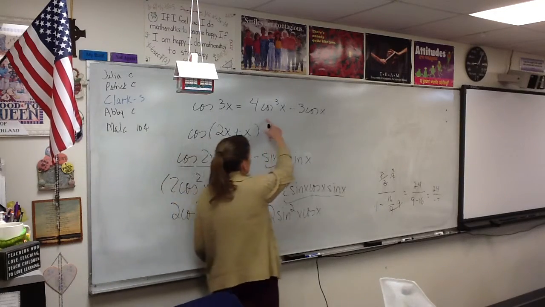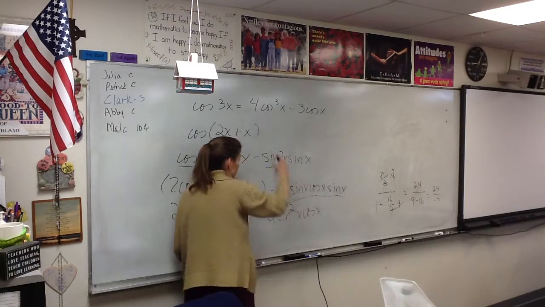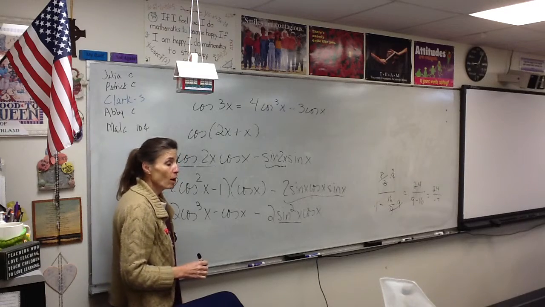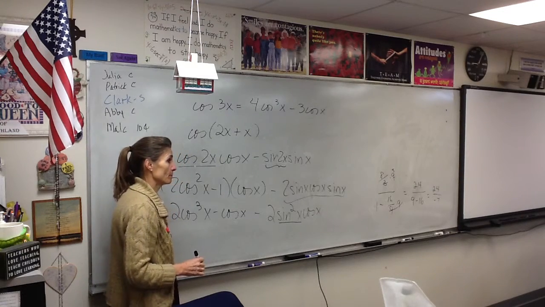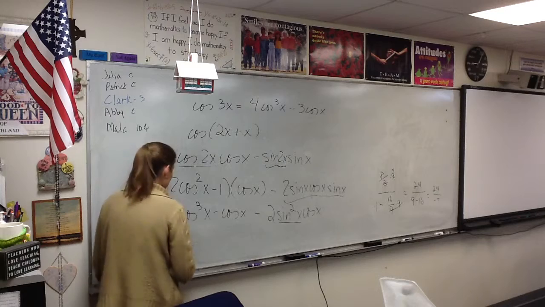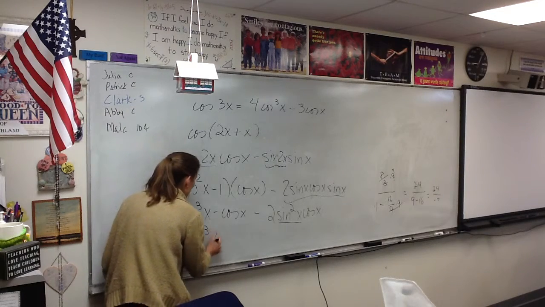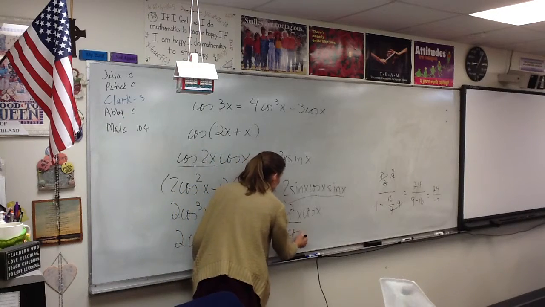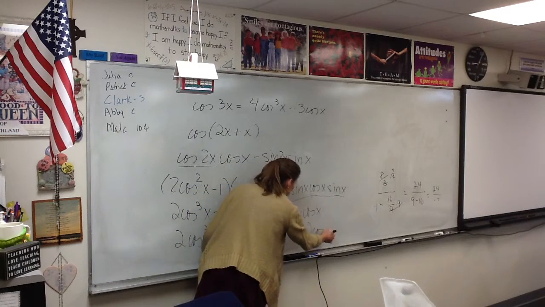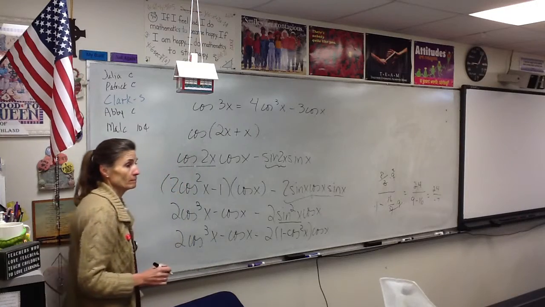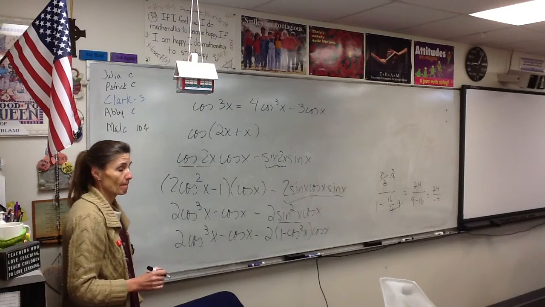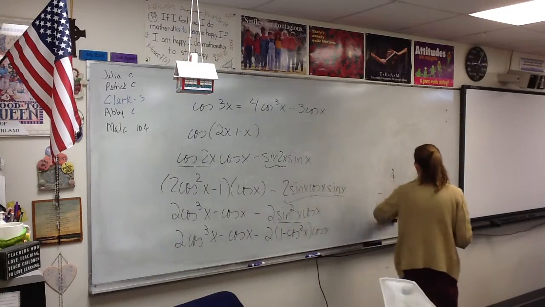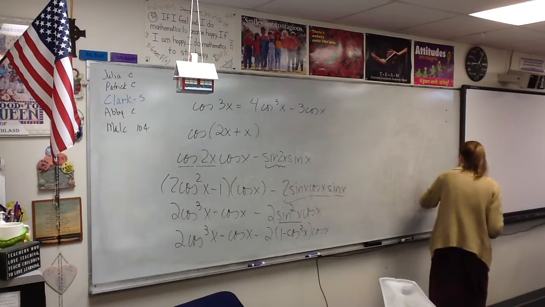Exactly, kids, look, this is what I'm trying to end up with. Can I get rid of this? Very easily. What is sine squared? 1 minus cosine squared. So I'm going to take that sine squared and replace it with 1 minus cosine squared. Now, everything's cosine, so hopefully when I start simplifying, I'll end up with what I was supposed to end up with.